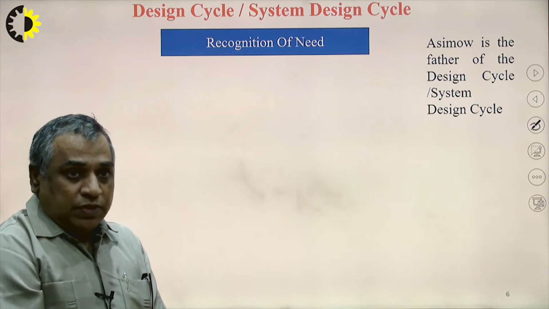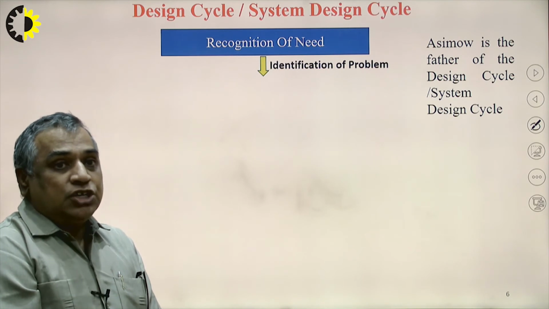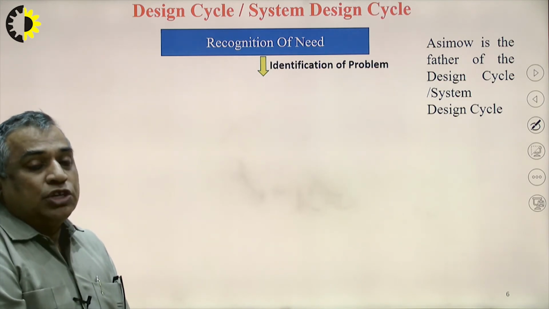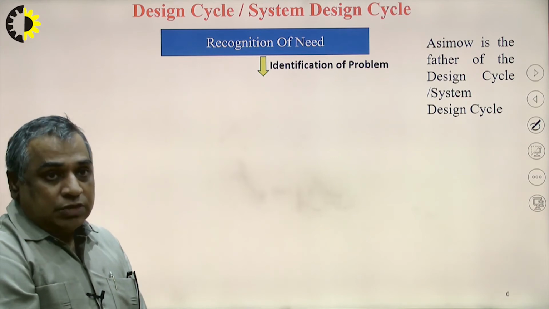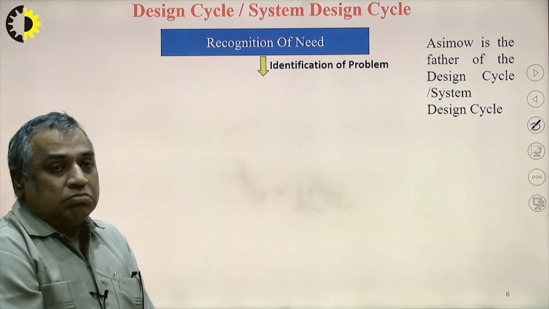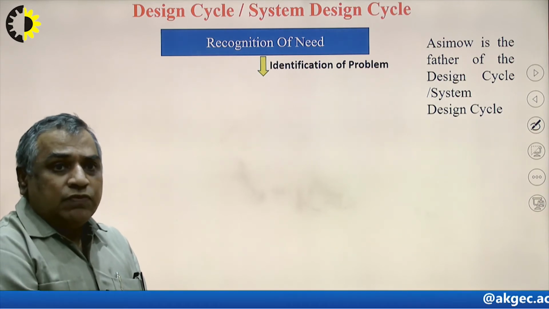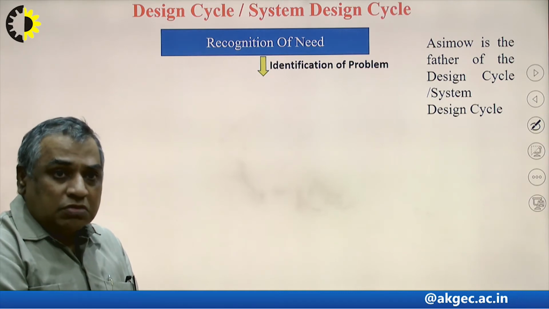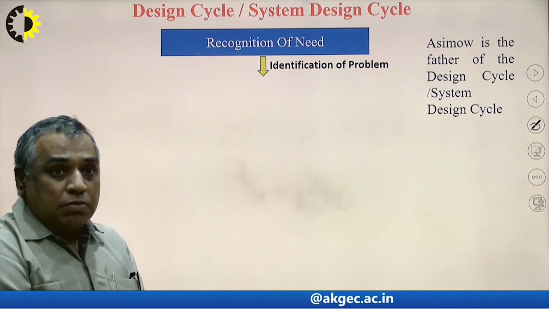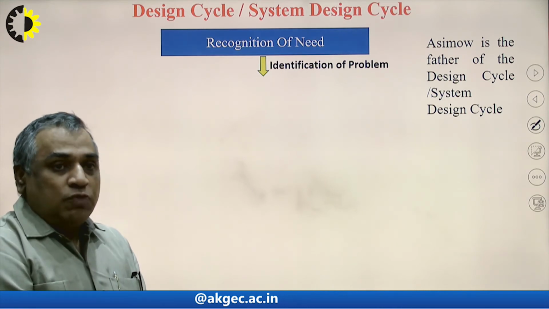After recognition of need comes identification of the problem. We have to identify whether this suffocation is due to the air conditioning problem or due to the door and the surroundings. We need to find out the root cause of that problem. That is identification of the problem, and the problem or the need must not be vague. It should be well defined.